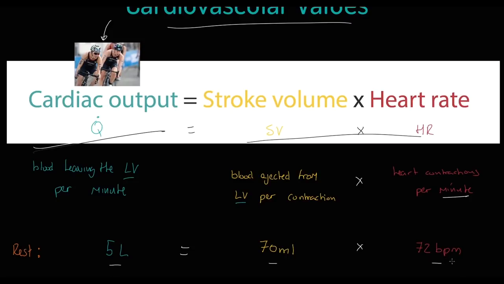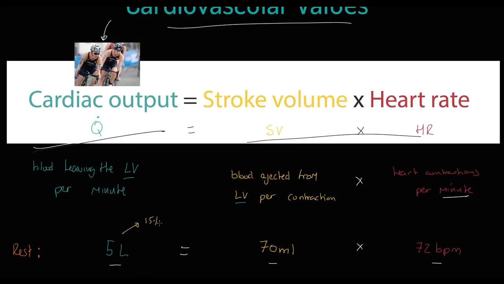Now, what we find, therefore, is if we get 72, we multiply it by 70, we get just shy of 5 litres. So that's going to give you an impression of this cardiac output concept. So we've got 5 litres of blood going at rest around the systemic circuit. Now, I'm going to get into this a little bit later.